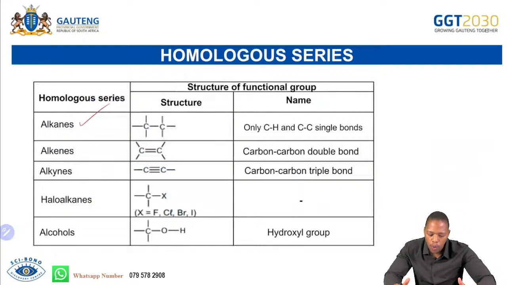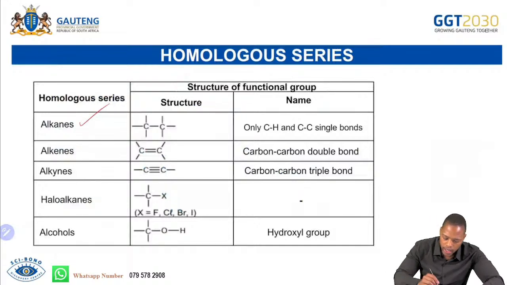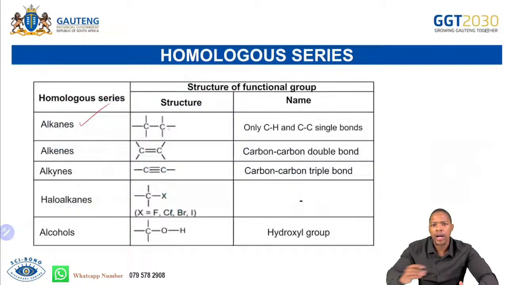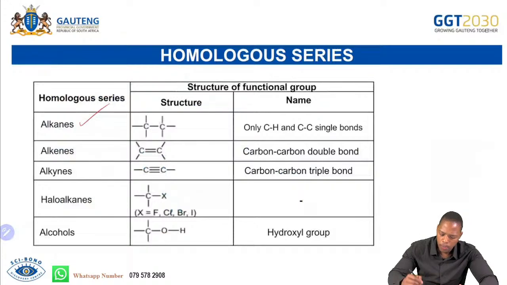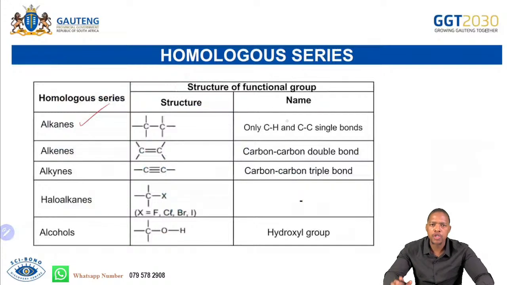Now, what is the functional group of alkanes, or the structure of the functional group of alkanes? Alkanes will have single bonds between the carbon atoms, and the carbons will only be bonded to hydrogen. So the other atoms that will be there will only be hydrogen. That's how I identify an alkane: by looking at the bonds between the carbon atoms. Are they single? Yes. What are the other atoms? Only hydrogen. So I know that this is an alkane.